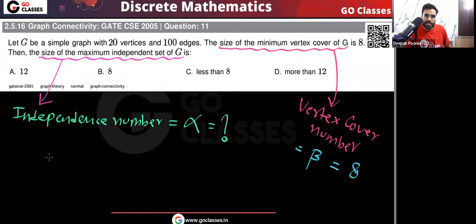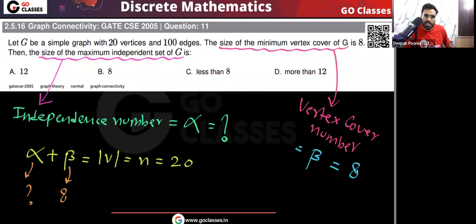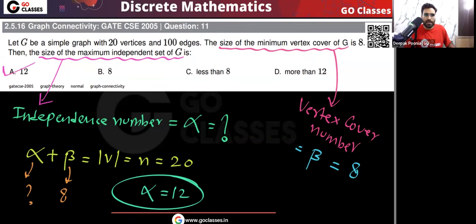We have already seen that for any graph, alpha plus beta is equal to the number of vertices. What is the number of vertices? That is 20. Beta is given to you, that is 8. And alpha, the question is asking. So what will be alpha? Alpha will be equal to 12. So here for this question, the answer will be option A.